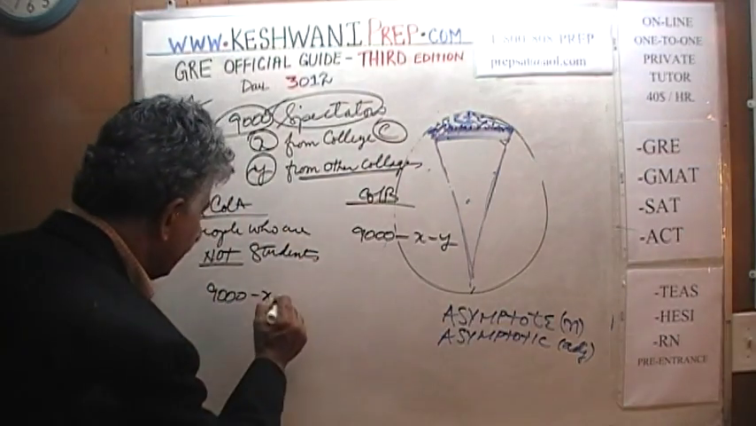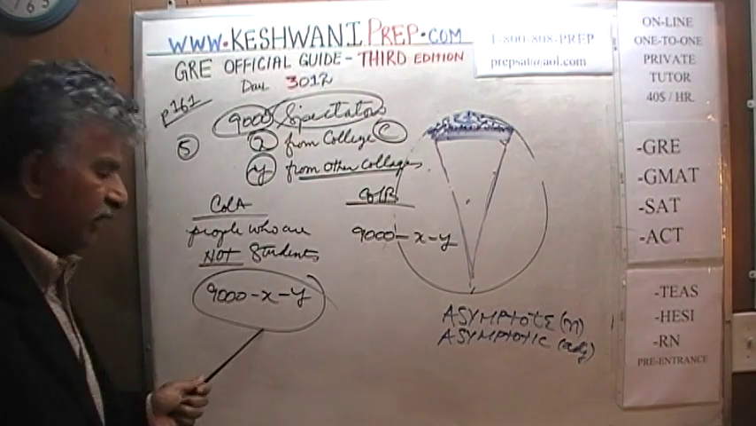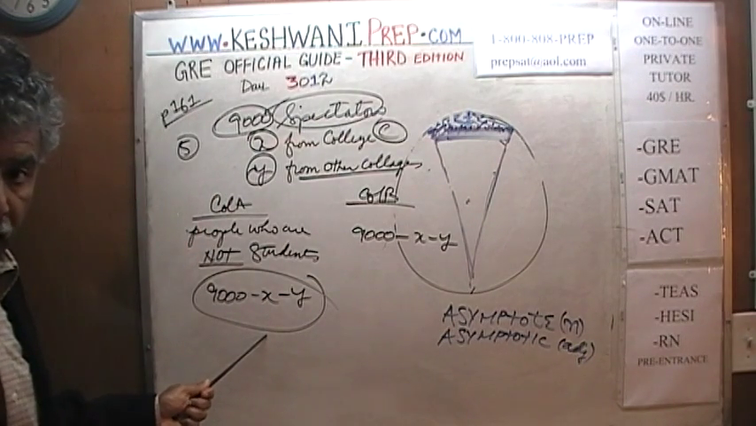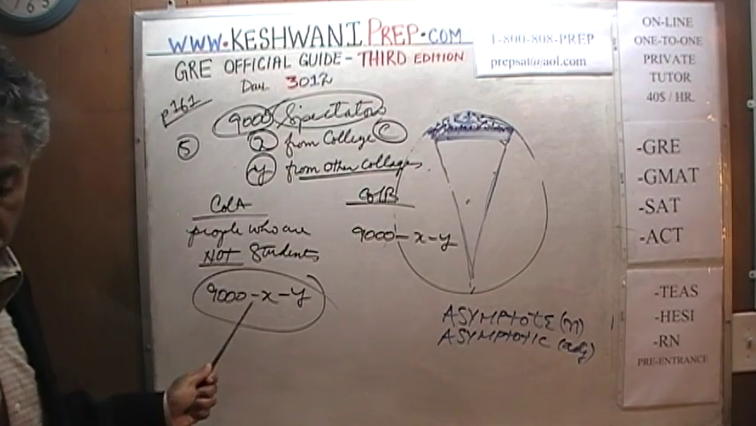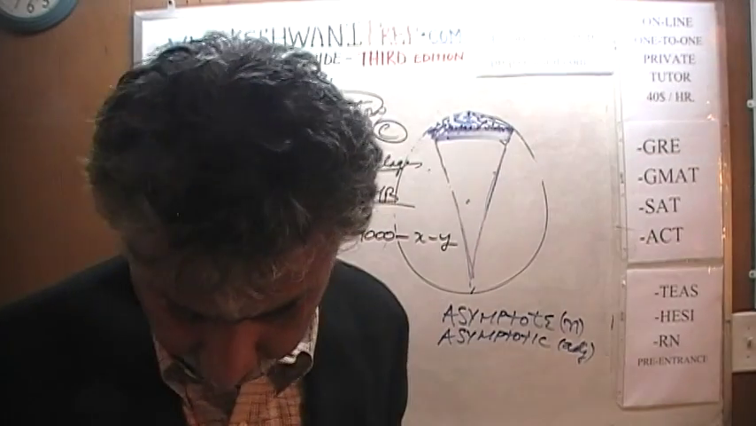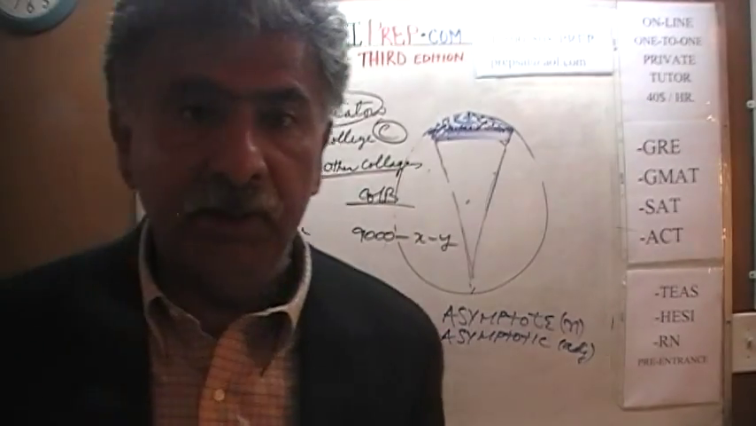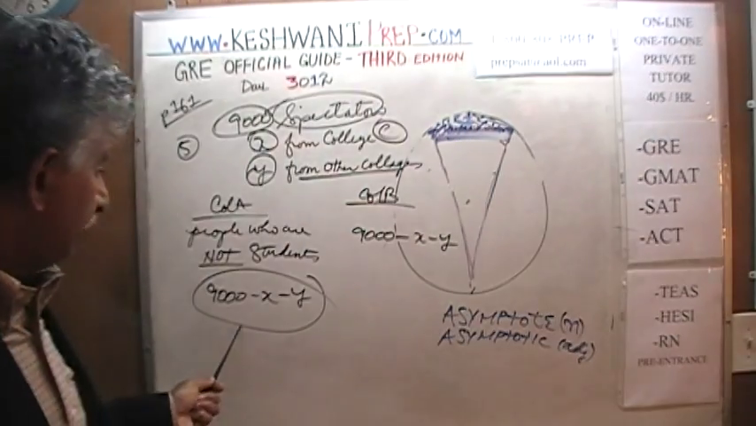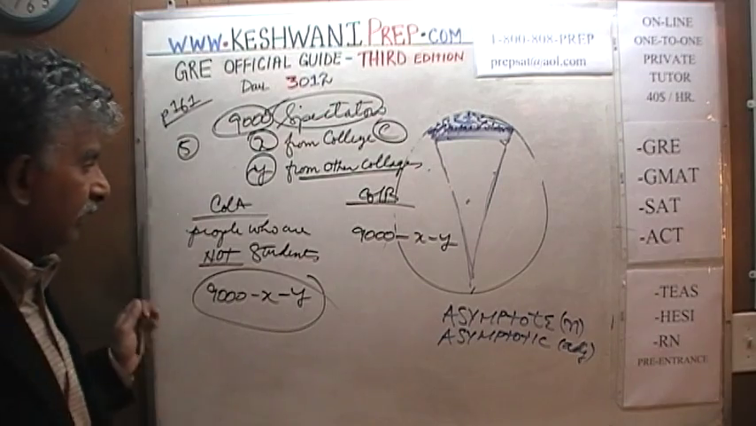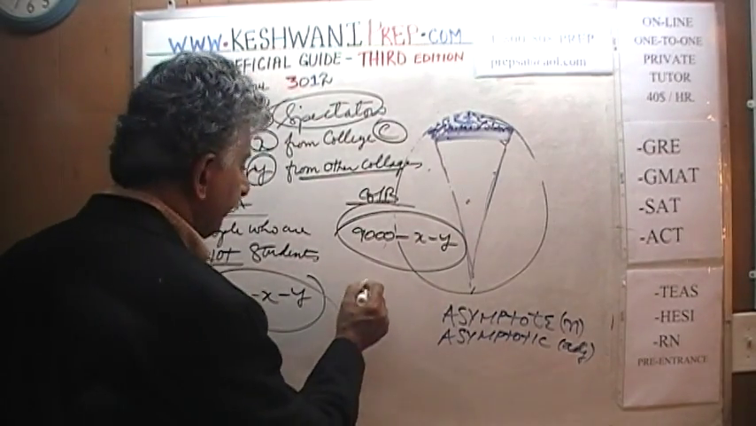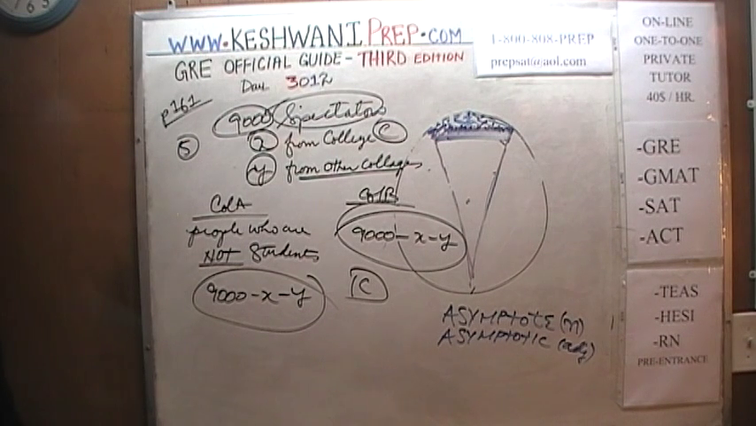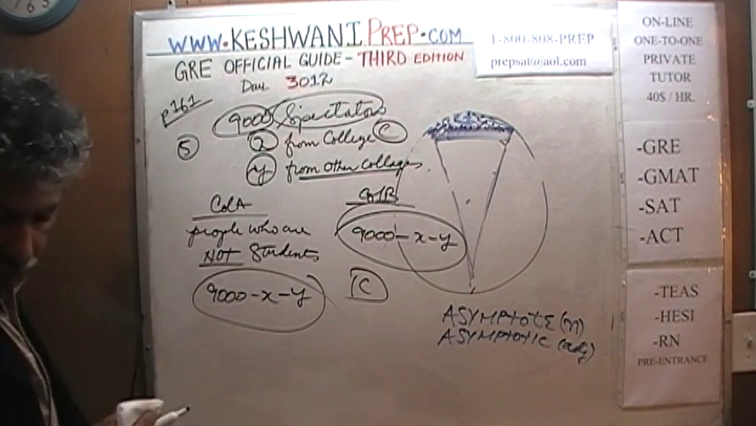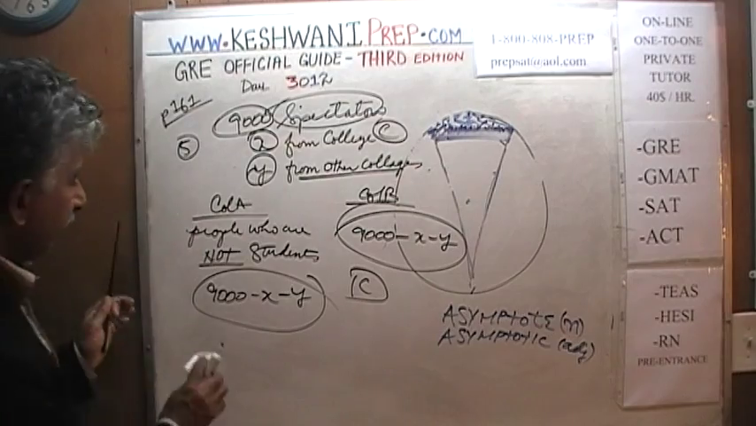If we subtract that, all we are left with must be the number of people who are watching the game but are not students. People who are not students who are attending the game. Column A says the number of people attending the game who are not students, which is this, 9,000 minus X minus Y, which is exactly what we have in column B. The answer is C. Let's move on. This was problem number 5. Let's move on to 6.